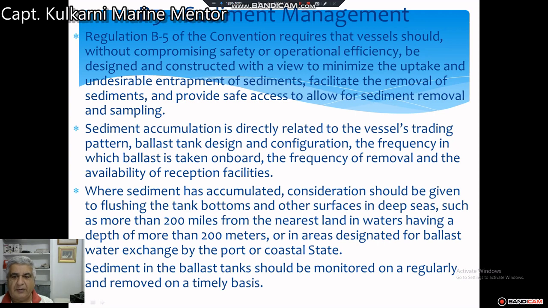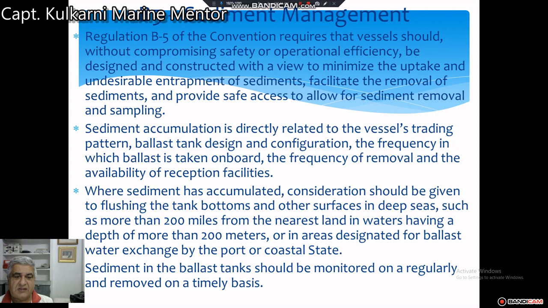Where sediments have accumulated, consideration should be given to flushing the tank bottom and other surfaces in deep sea, such as more than 200 miles from the nearest land and water having a depth of more than 200 meters, or an area designated for ballast water exchange by the port or the coastal state. Now another important thing which is coming: area designated for ballast water exchange.